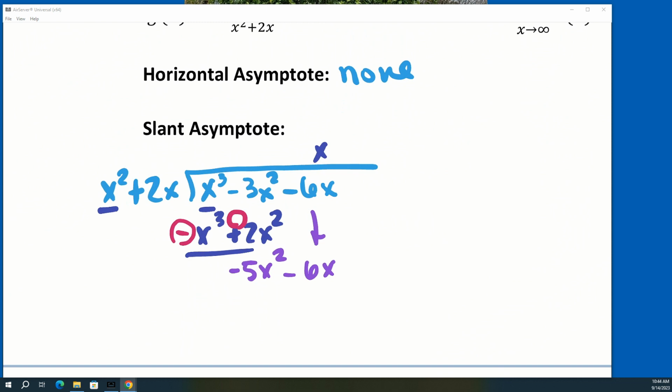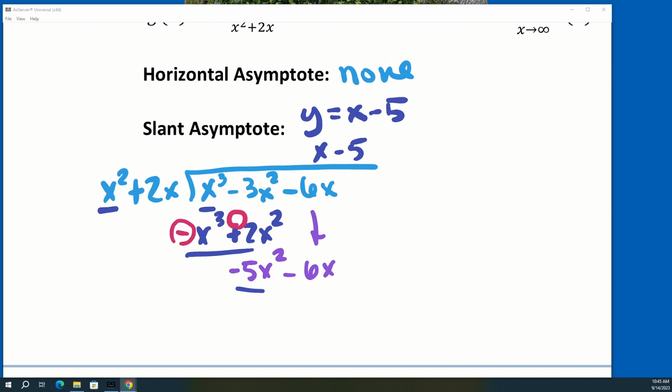Okay. And then you ask yourself, what do you multiply x squared by to get negative 5x squared? And that's going to be negative 5. And then you can stop, because that's the equation of the slant asymptote, y equals x minus 5. So if there is a slant asymptote and you're doing long division, there should only really be 2 steps or 2 numbers at the top.